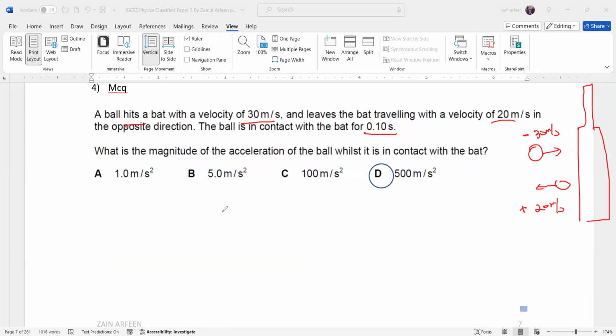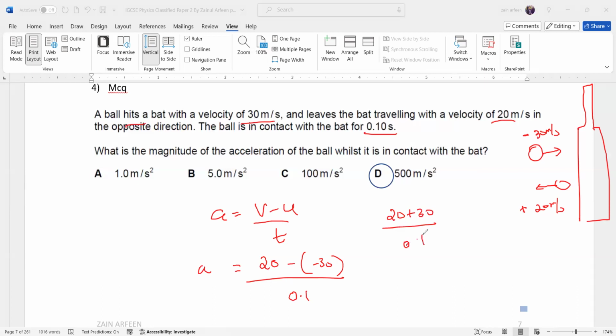So using the formula that acceleration is the change in velocity divided by time, the final velocity is 20 minus the initial velocity of minus 30, divided by time. It's already given in seconds, so we don't have to convert the unit. So 20 minus minus, negative negative will be positive. So 20 plus 30 divided by 0.1. 20 plus 30 is 50, divided by 0.1, so it will be 5,000 meters per second squared.